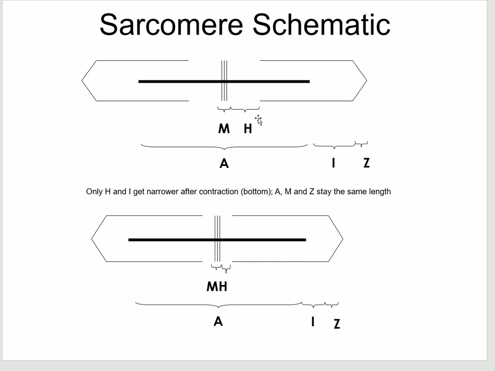So the distance for H and the distance for I get closer together. H gets shorter, I gets shorter. Or I should say, H and I get more narrow during contraction, but the fibers themselves don't change length. They simply move closer together.